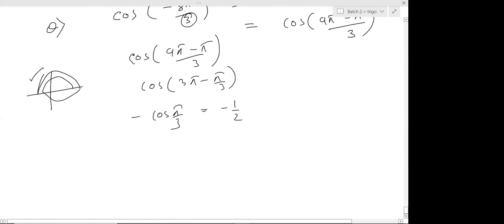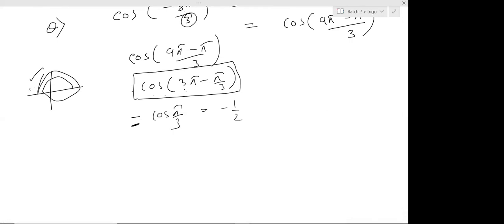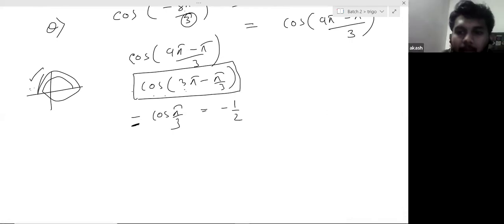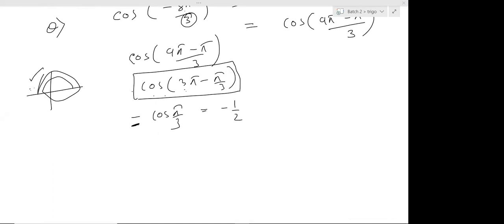So it should be plus half, right? Because cos minus theta is cos theta only. Right, but this negative sign is for the original step 2. In which quadrant does this angle lie in? 3 pi minus pi by 3 lies in second quadrant, and in second quadrant cos is negative. So that negative sign is for that thing, not the initial minus sign. All right, Shafullah. Yes, sir.